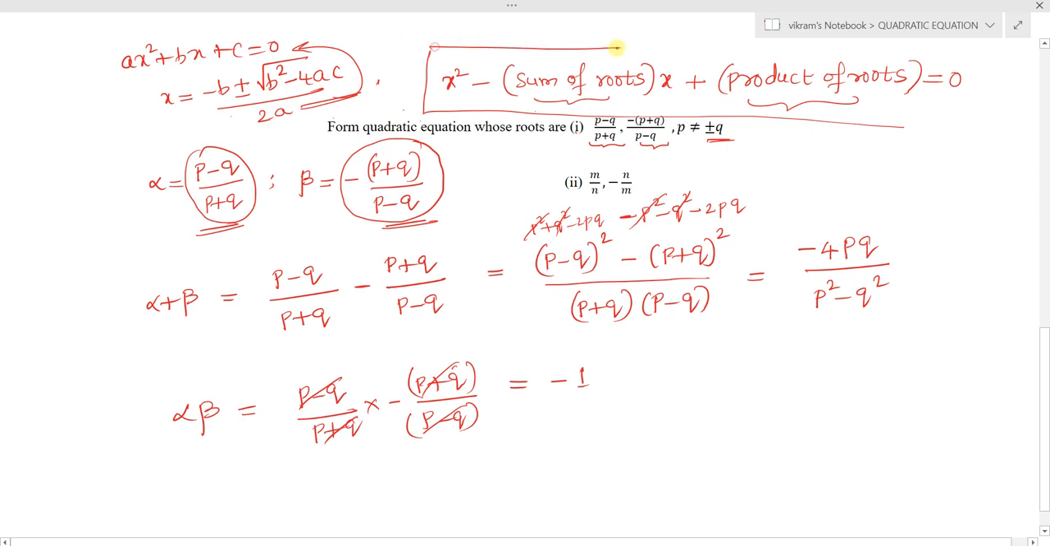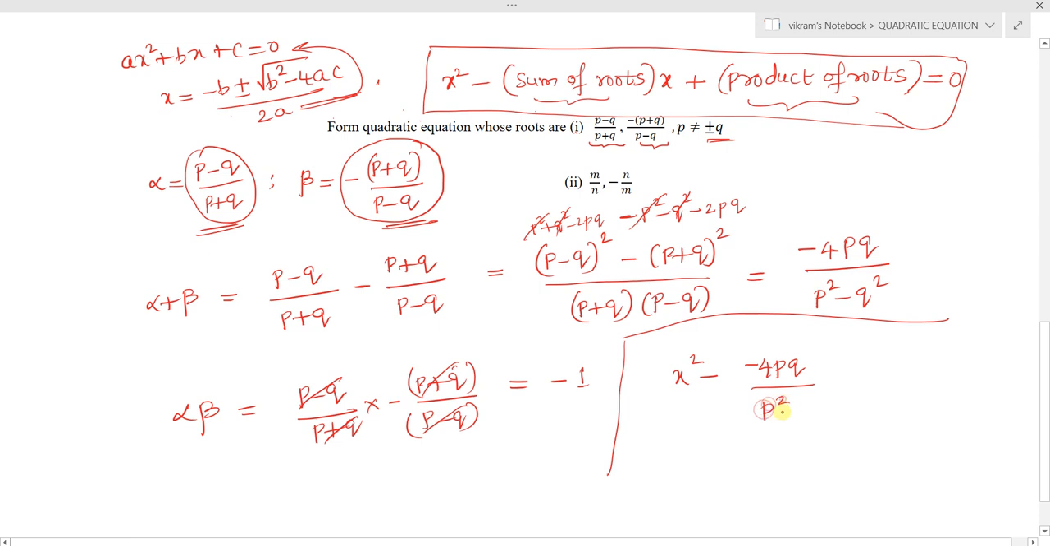A quadratic equation can be expressed as x square minus the sum of the roots into x plus the product of the roots. So the sum of the roots we obtained as minus 4pq by p square minus q square, into x, plus the product of the roots. The product of the roots is minus 1, equals 0.